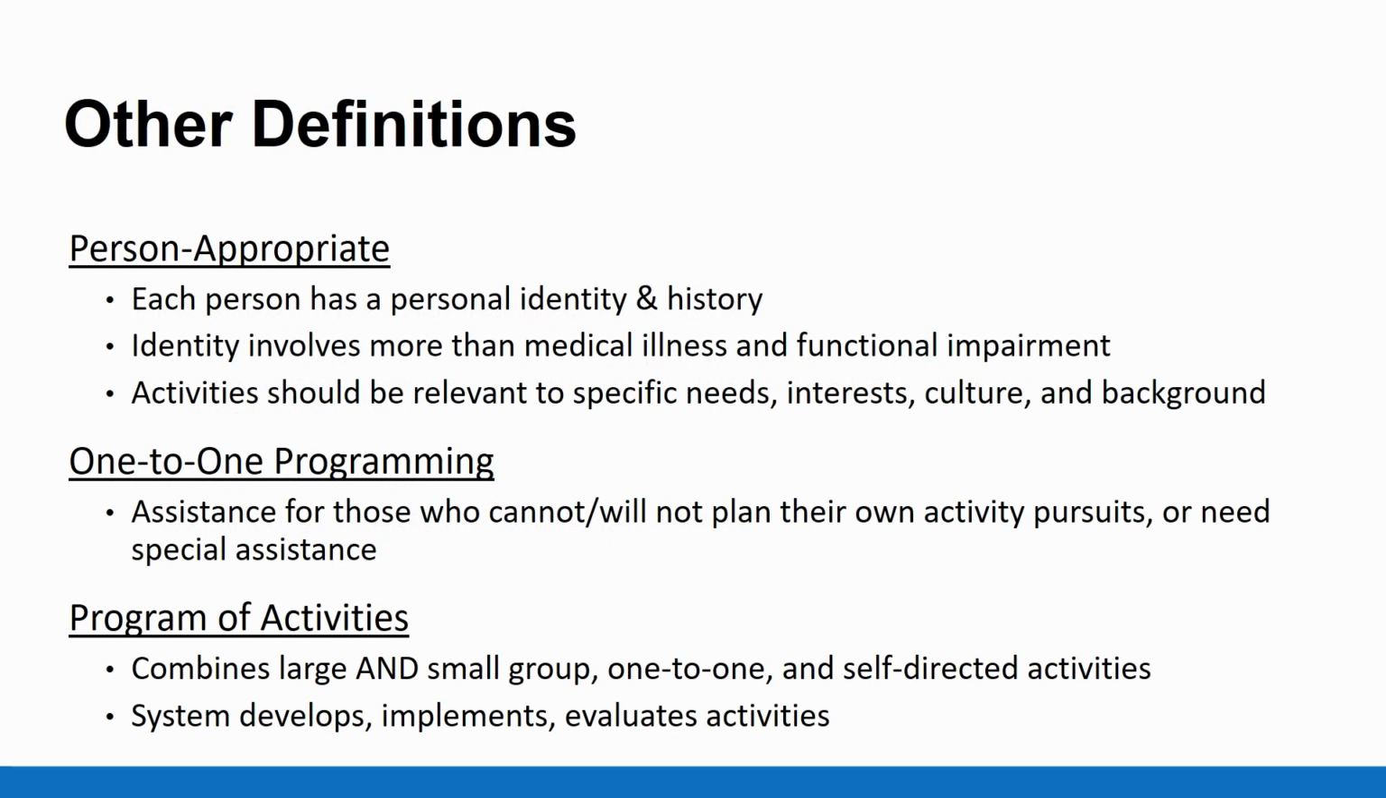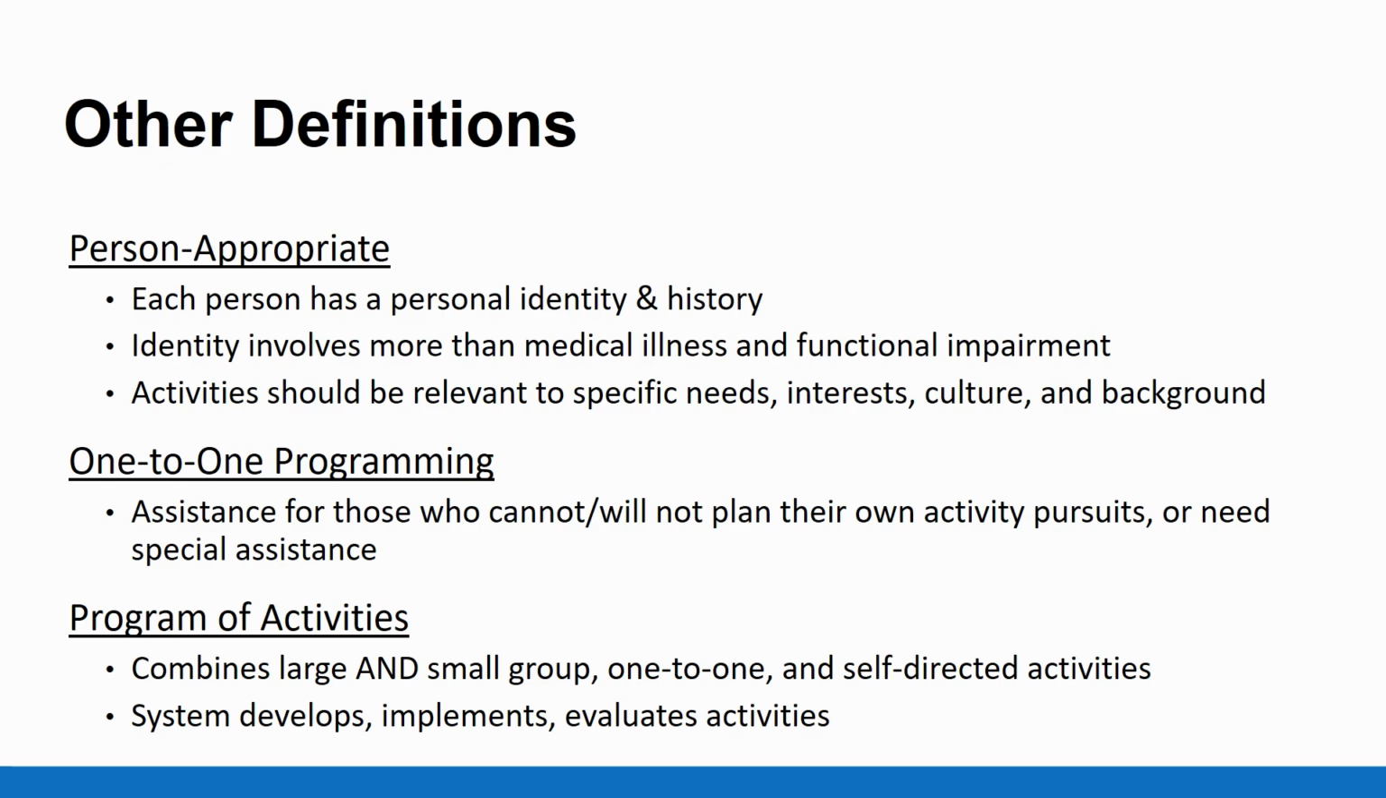Even though they are no longer defined in the CMS rule, some other helpful definitions follow. The phrase person appropriate means that activities need to fit this person and his or her specific needs, interests, culture, and lifelong patterns of living. Because so much time is spent addressing residents' disabilities and care needs, caregivers may forget that this frail old person has lived a long life full of interesting experiences. That is particularly true for residents with dementia who may not be able to tell their stories the same way the other residents do. That brings us to the definition of one-to-one programming.